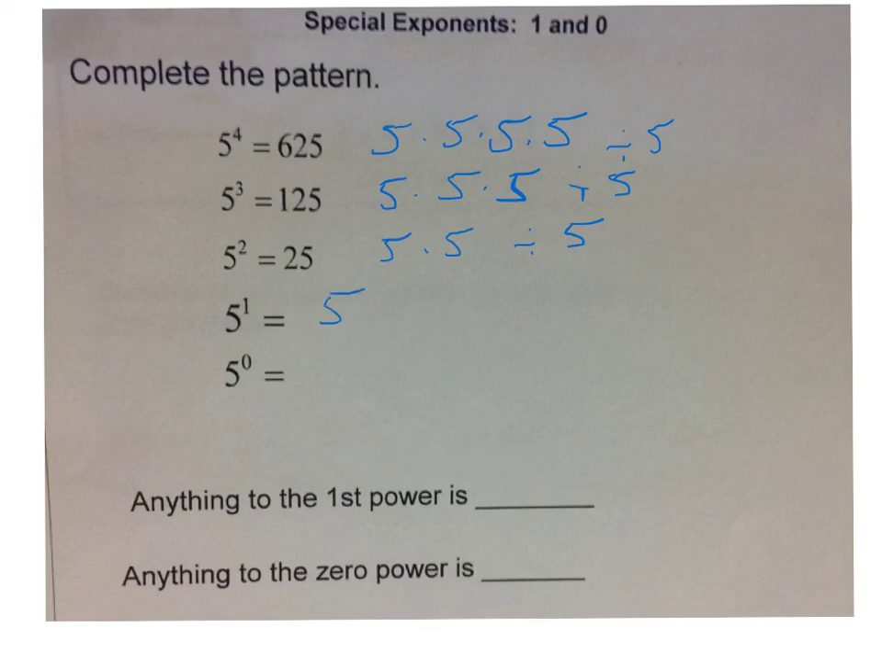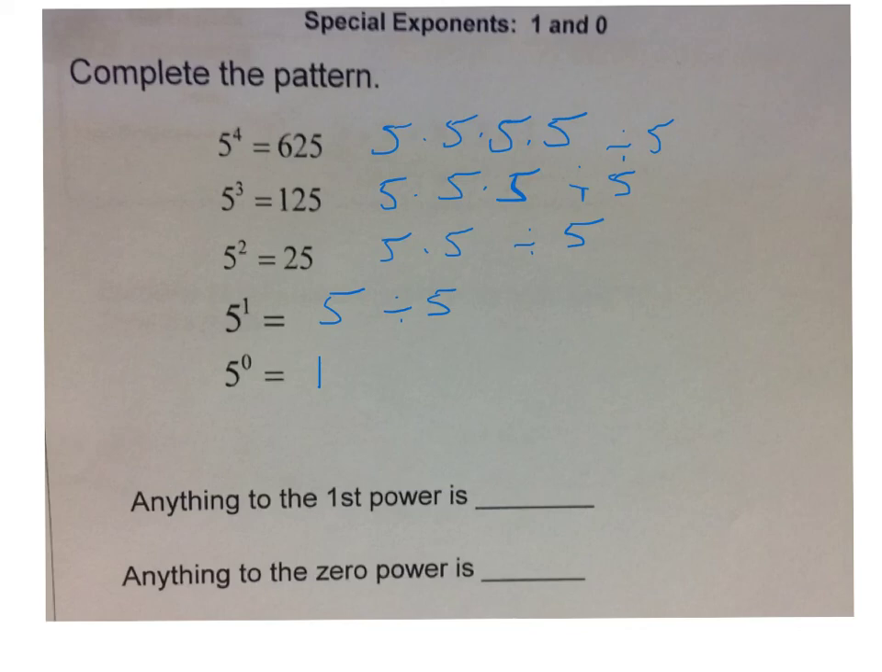Huh, interesting. Now we're going to continue the pattern. We're going to divide by 5 again. 5 divided by 5 is 1. Wow! So what have we learned here? Now this is going to work with any exponent and any base that we choose.